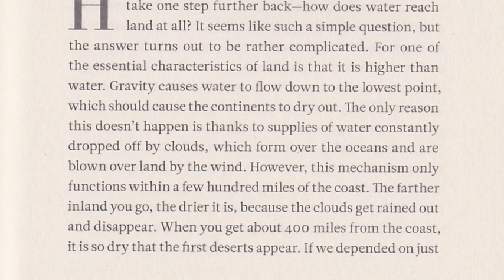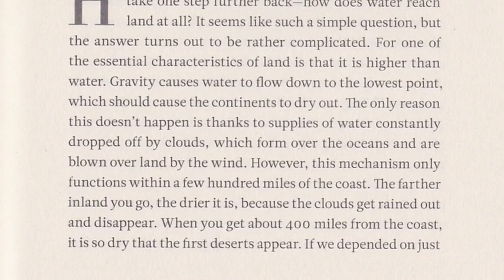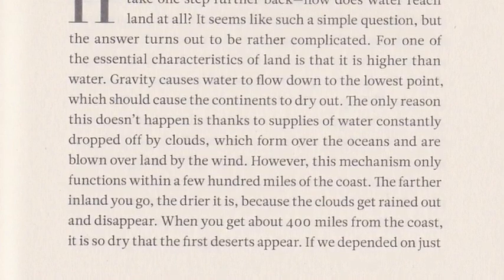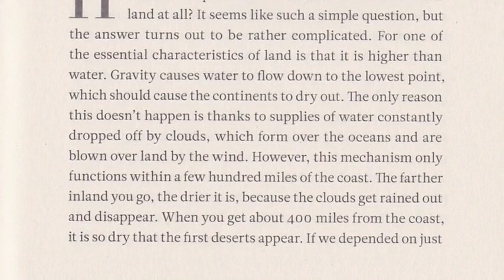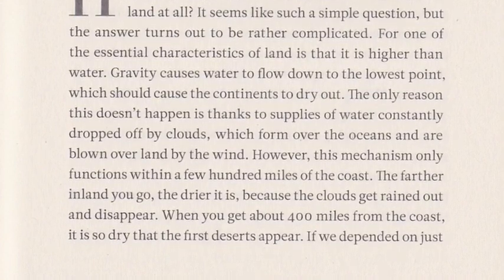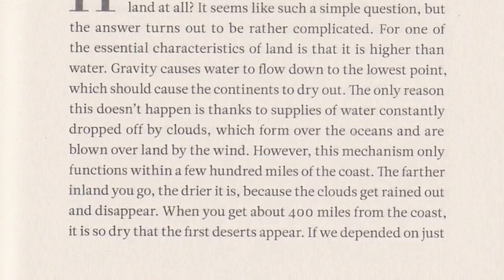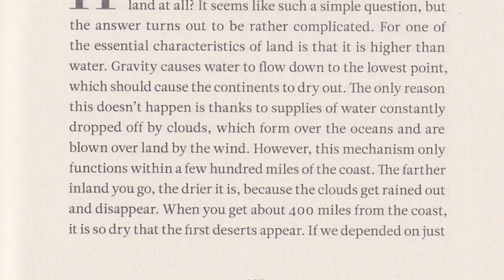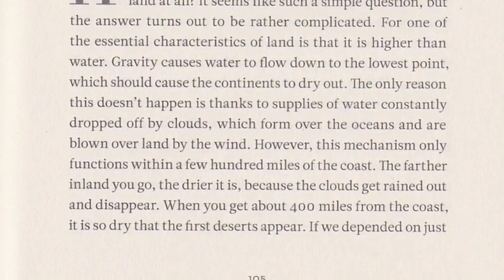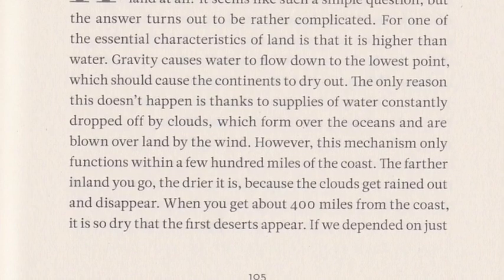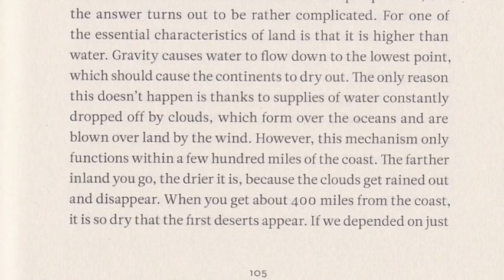The only reason this doesn't happen is thanks to supplies of water constantly dropped off by clouds, which form over the oceans and are blown over land by the wind. However, this mechanism only functions within a few hundred miles of the coast. The further inland you go, the drier it is, because the clouds get rained out and disappear. When you get about 400 miles from the coast, it is so dry that the first deserts appear.